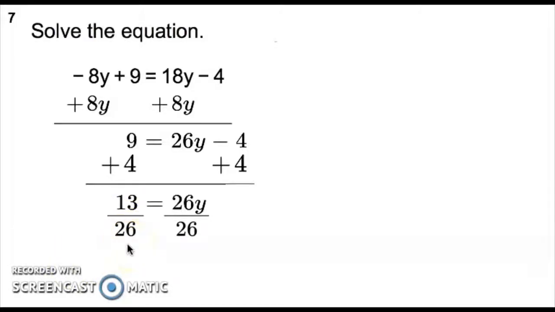Now this can reduce. Top and bottom could both be divided by 13. So 13 divided by 13 is 1. 26 divided by 13 is 2. So my answer is going to be 1/2. So y equals 1/2 for number 7.